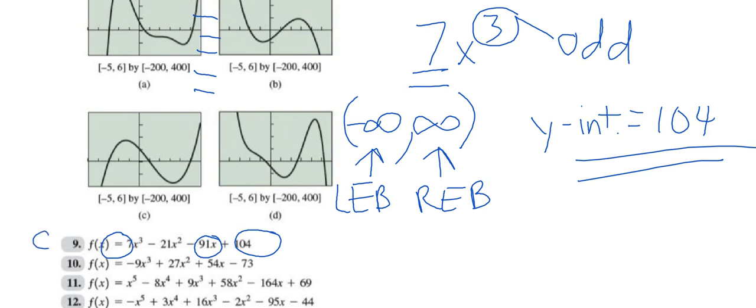How about 11? You've got a leading term of x to the 5th. Okay, find out what the right end behavior and the left end behavior are. Think about the y-intercept. Make a selection. Talk to the people around you. See if you agree with them.